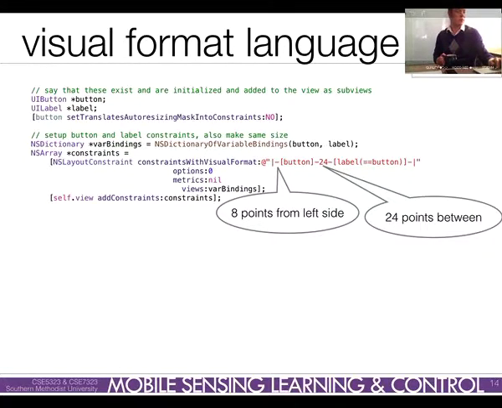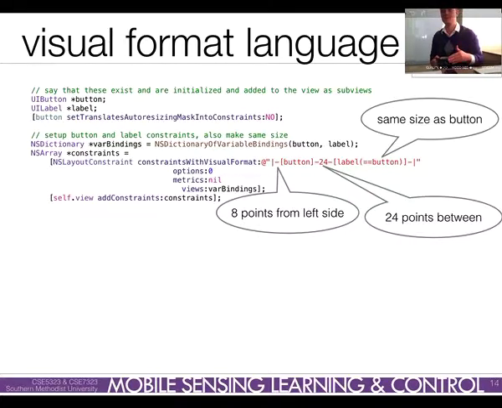Right here, it says there should be 24 points between this button and this label. Okay? And inside the label, I've got an open parenthesis that says I want this label to be the same size as the button. Okay? There were a lot of things I just did there. And then I want it to be 8 points from the right-hand side of the phone. So the 24 with the 2 dashes means 24 points in between, right? If I just had a dash right there, it would have been the default 8 points in between, okay?